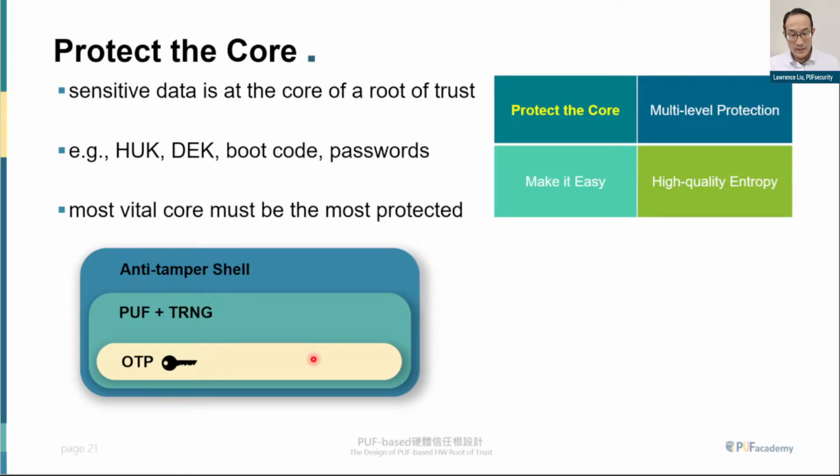And such important data needs to be protected from unauthorized access and malicious tampering. Hence, the design of PUFrt must be focused on protecting the core data here in the OTP, upon which system trust is based.